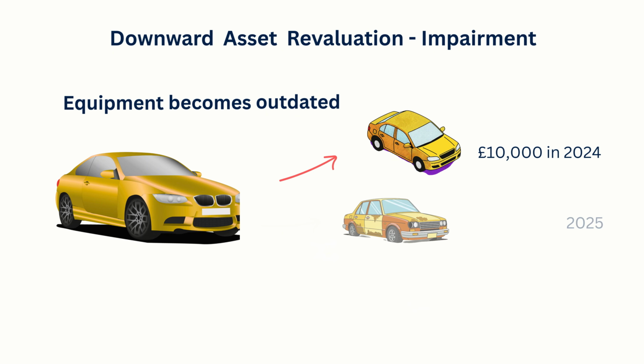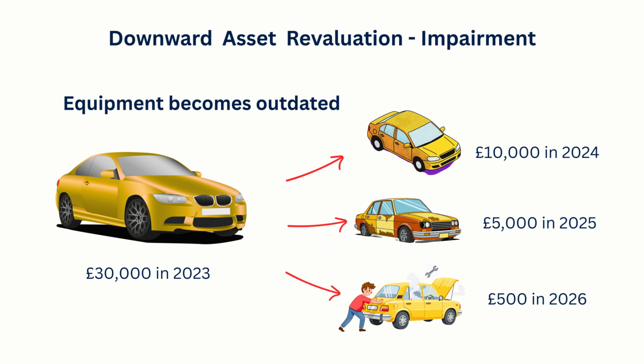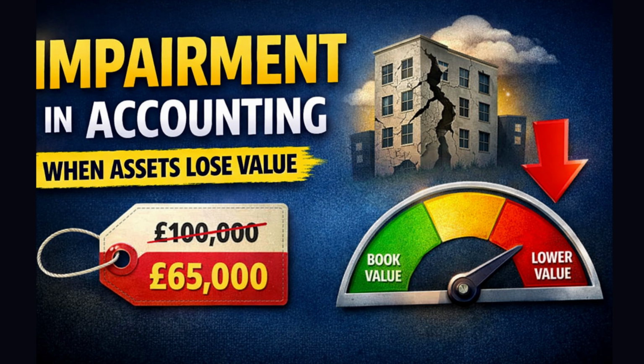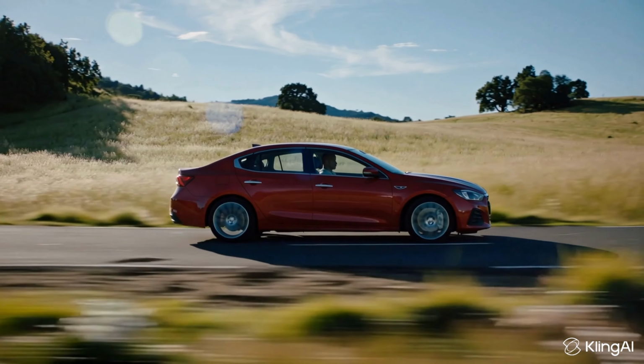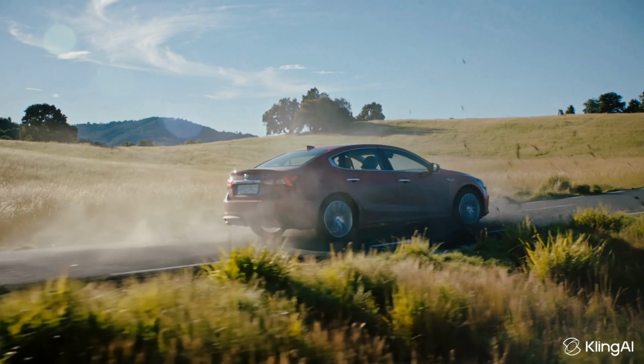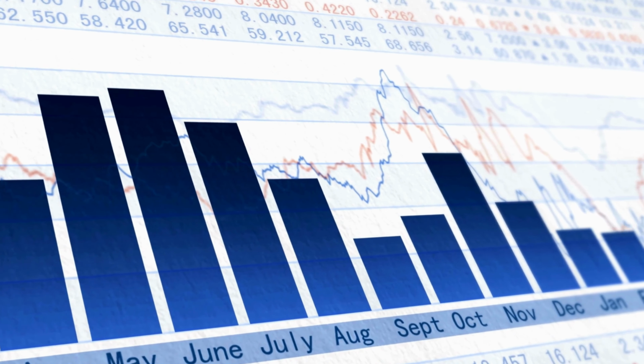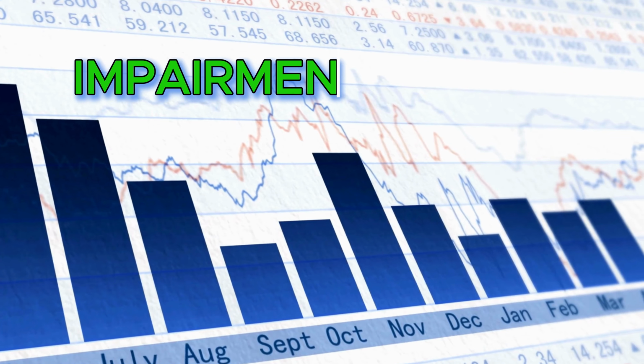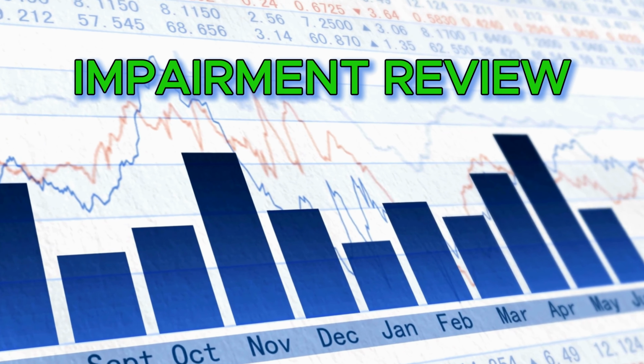In this section, we're going to talk about downward asset revaluation, which is more commonly known as impairment. Impairment occurs when an asset's carrying amount is higher than the value that can be recovered from using or selling it. In such cases, the asset must be written down so that it is not overstated in the accounts. Indicators of impairment include damage, obsolescence, poor performance, or changes in market conditions. When these indicators are present, an impairment review is required.